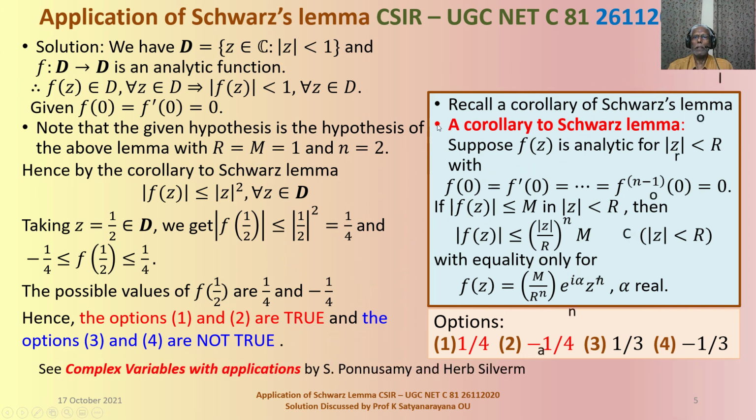You can see this corollary and this lemma in a textbook entitled Complex Variables with Applications by S. Ponnusamy and Herb Silverman, at page number 281, and it is corollary 8.67. Schwarz lemma is very important and it has many corollaries, and they find applications in problem solving, hence concentrate on Schwarz lemma and their applications.